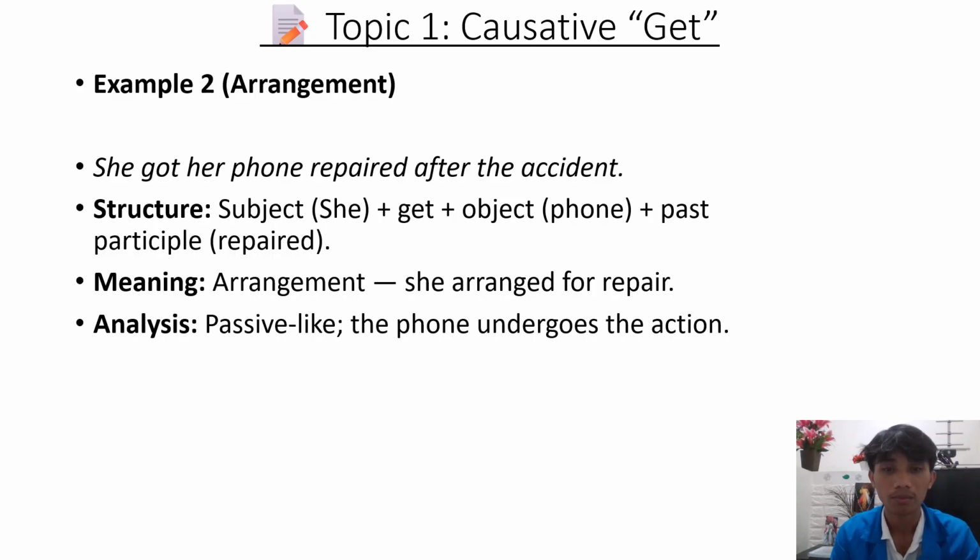Example 2, arrangement. Sentence: she got her phone repaired after the accident. Here the subject is she, the verb is got, the object is her phone. The action is expressed with the past participle repaired. The meaning is that she arranged for the phone to be repaired. The structure is passive-like because the phone undergoes the action rather than performing it.